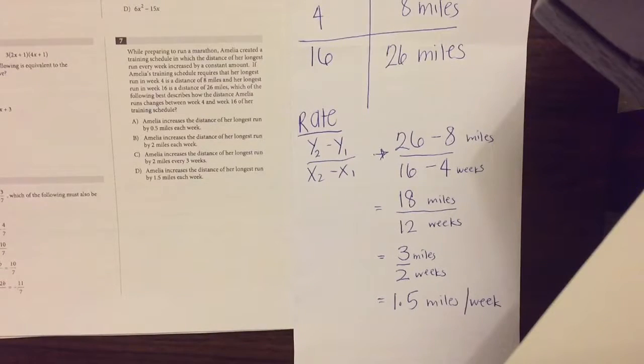So, there you have it. You can now choose an answer that Amelia's plan will increase the distance of her longest run by 1.5 miles every week. And we're done.